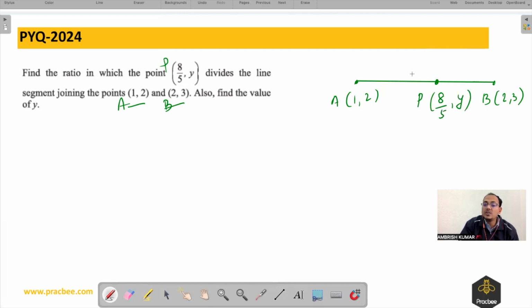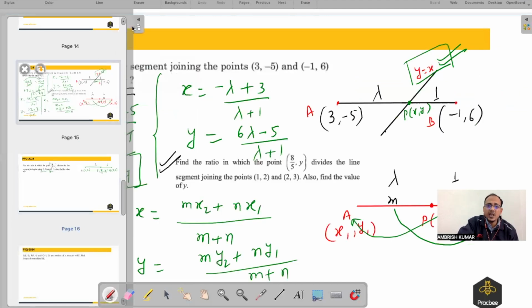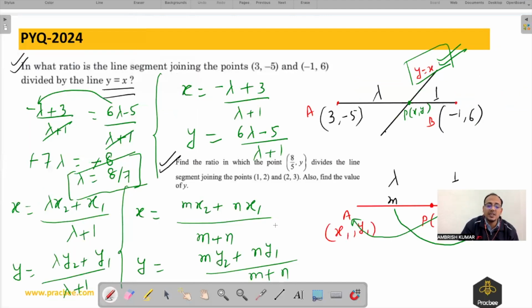Now again we have to assume some ratio. So we assume the ratio as lambda ratio 1. Now see here, when we deal with the section formula, actually we are having two formulas here, one for the x coordinate, one for the y coordinate.